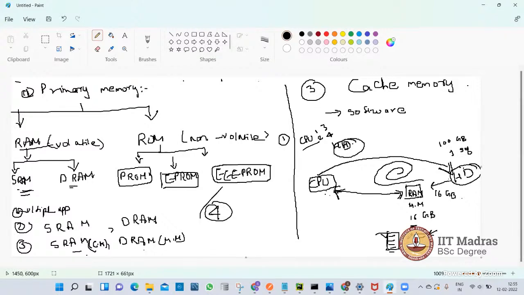So all this process and sequence is all right, but the problem is this sequence of speed.